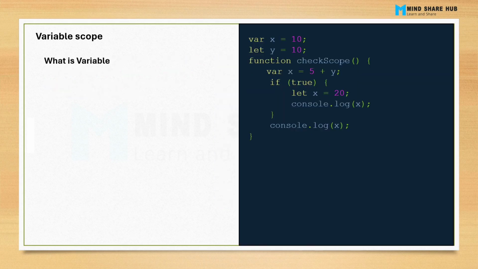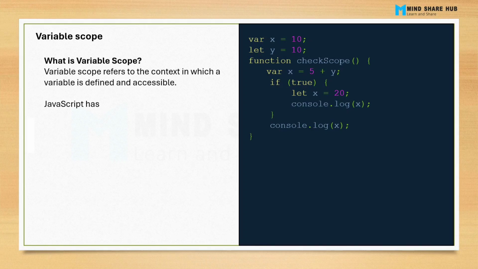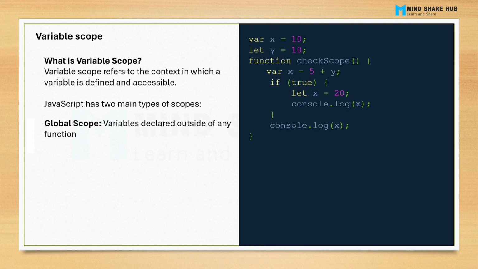What is variable scope? Variable scope refers to the context in which a variable is defined and accessible. JavaScript has two main types of scopes. Global scope. Variables declared outside of any function are in the global scope and can be accessed from anywhere in the code.